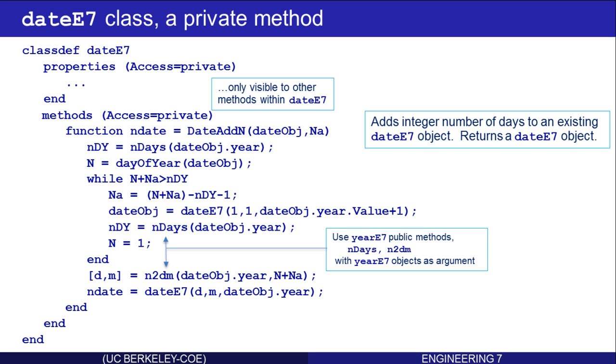Finally, the output argument newDate is constructed using the dateE7 constructor with the day, month, and the value of the year associated with dateObj.